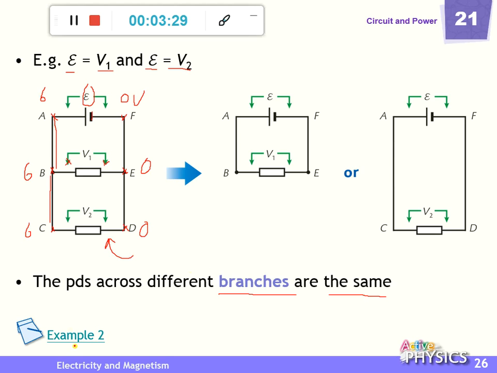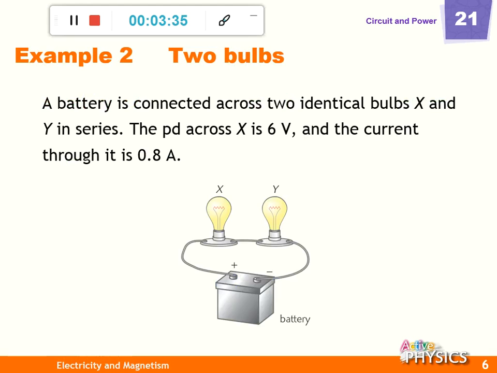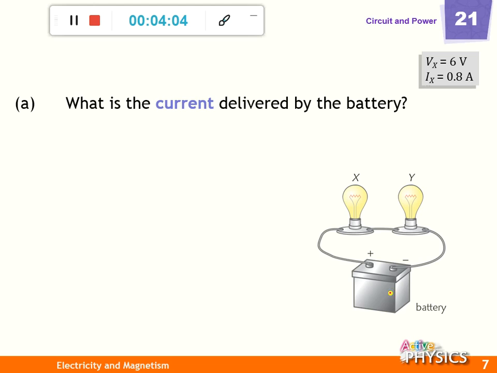Okay, look at the first example here. Here we have 2 light bulbs. Look at this, we have only one loop. It means that there is only one way, a single path. Then what will happen? The question tells you that the PD across X is 6 volt. It means the potential drop is 6 volt, and the current through it is 0.8 from positive to negative. So the current direction should be like that. I is 0.8. Okay?